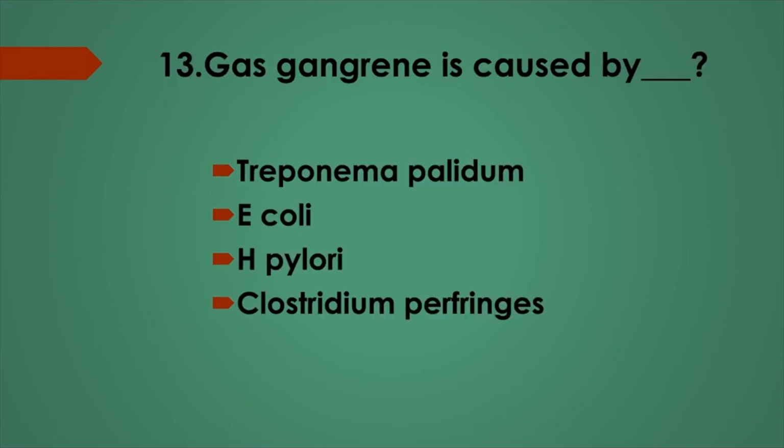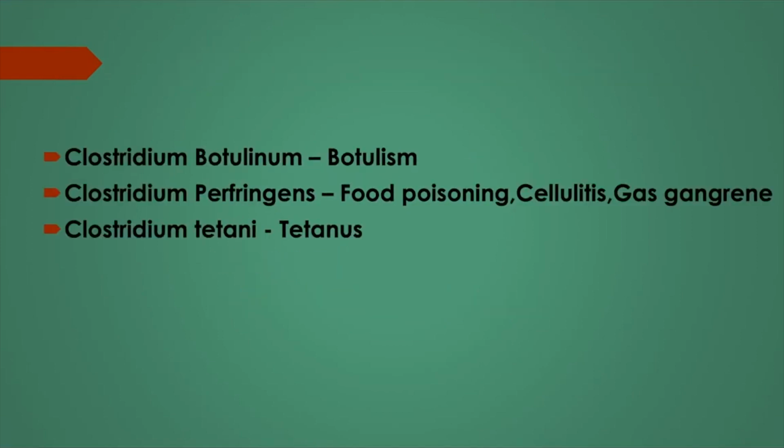Question number 13. Gas gangrene is caused by option A, Treponema pallidum, option B, E. coli, option C, H. pylori, and option D, Clostridium perfringens. Answer, option D, Clostridium perfringens. Clostridium botulinum causes botulism. Clostridium perfringens causes food poisoning, cellulitis, and gas gangrene. Clostridium tetani causes tetanus.